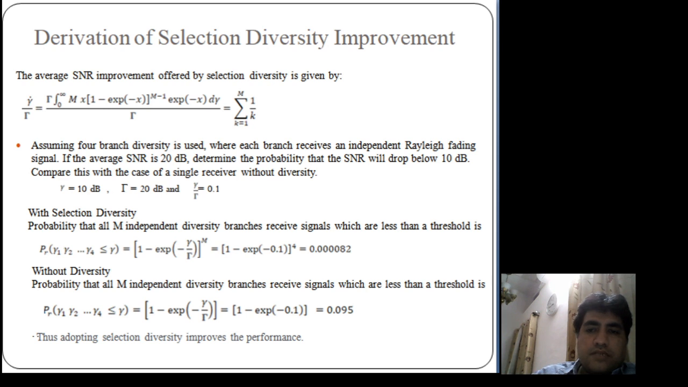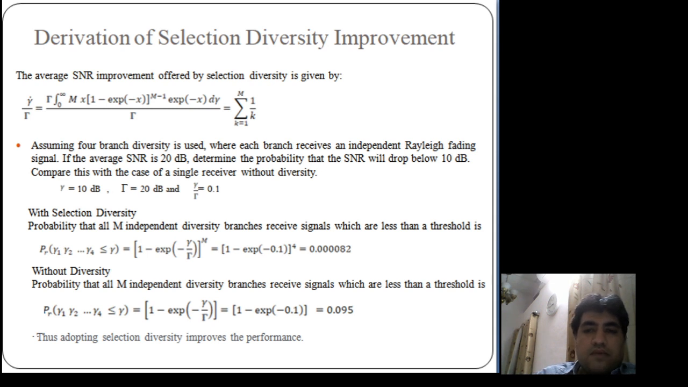So let us understand this with the help of an example. Let us assume there are 4 branch diversities used, where each branch receives an independent Rayleigh fading signal, and the average signal to noise ratio is 20 dB, so that means the mean is given. Determine the probability that the signal to noise ratio will drop below 10 dB. That means the threshold is given, that is 10 dB. So compare this with the case of a single receiver without diversity.